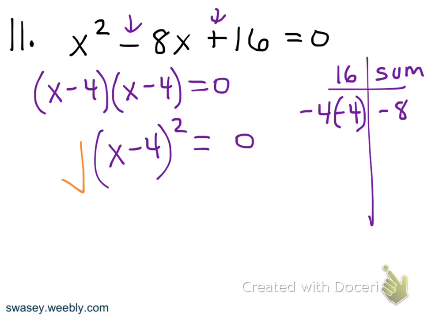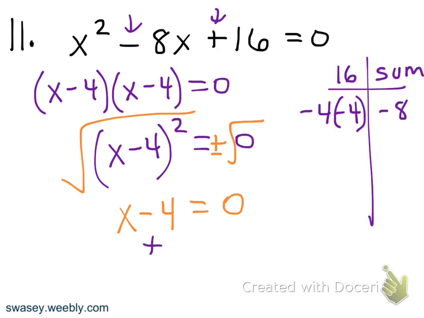To get rid of squared, we'll square root. Square root of 0, positive or negative 0 is still just 0. On the left side, square root and squared undo each other. They're inverse operations. To get rid of minus 4, add 4 to each side, and so x equals 4.